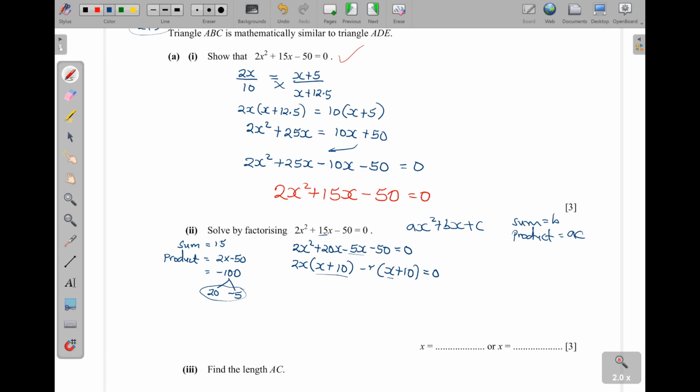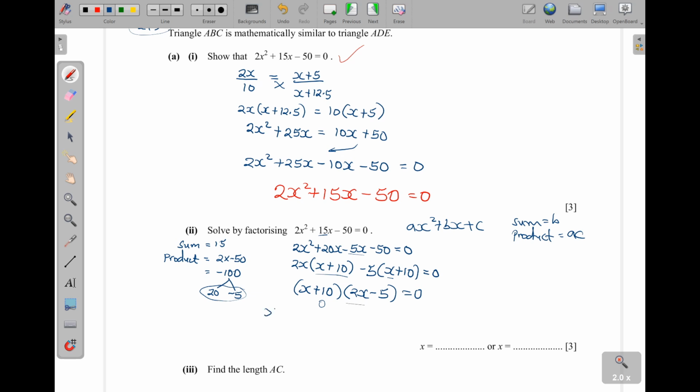It will be a negative 5. In other words, negative 5 is common here. Then x plus 10 is common, so I put it out here, meaning what I'm remaining with here is 2x, and then what I remain with here is negative 5. Then for me to get a 0, that means I can put a 0 here, then a 0 here, I multiply with this to get a 0.